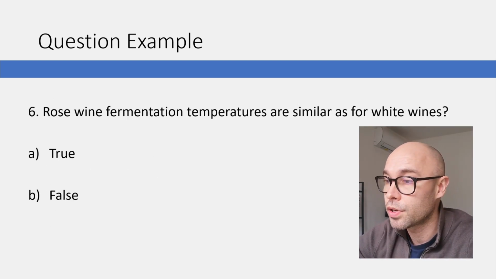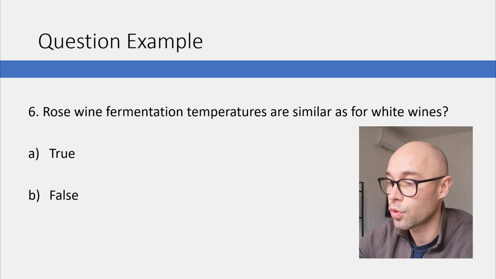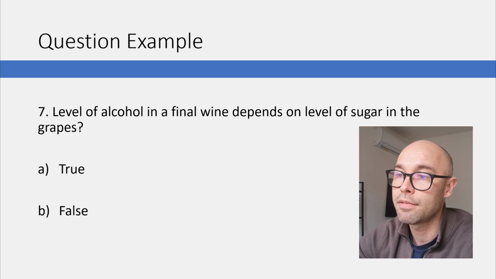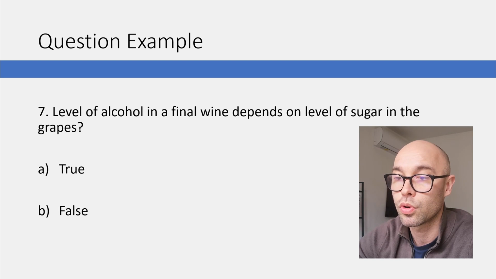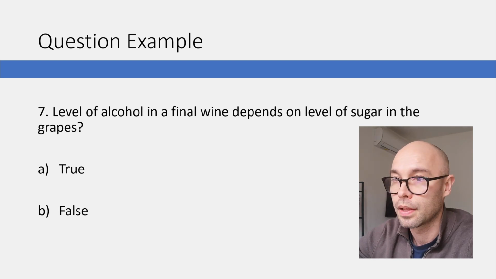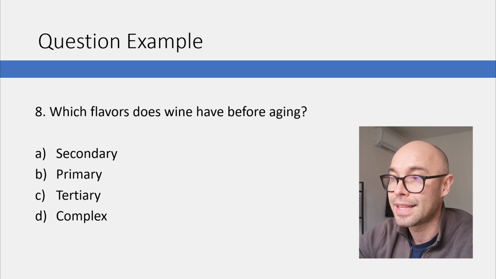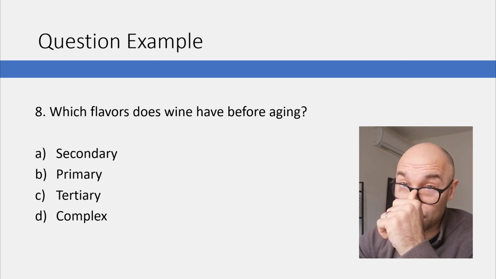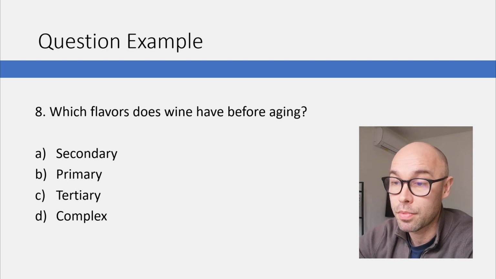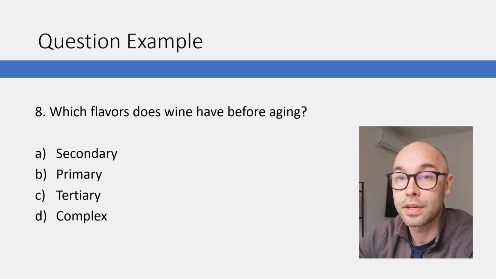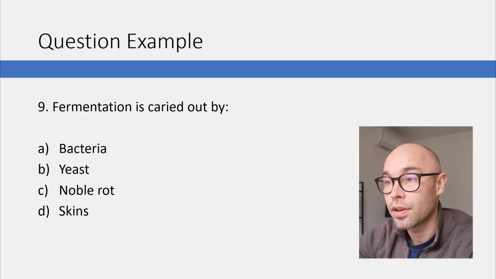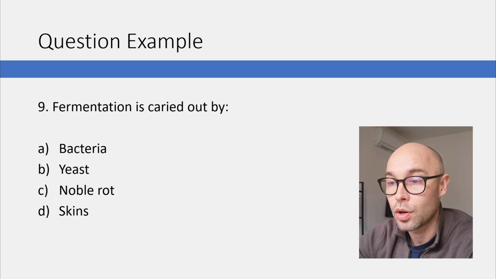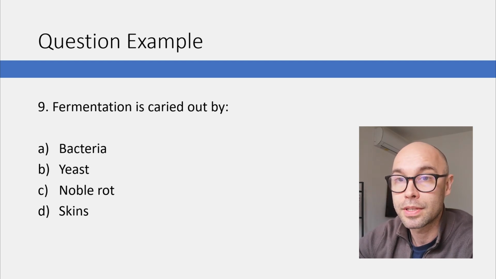Rosé wine fermentation temperatures are similar to those for white wines. True or false? True. The level of alcohol in a final wine depends on the level of sugar in the grapes. True or false? True. Which flavors does the wine have before aging? Secondary, primary, tertiary, complex. The correct answer is B, primary. Fermentation is carried out by bacteria, yeast, noble rot, skin. The correct answer is B, yeast.